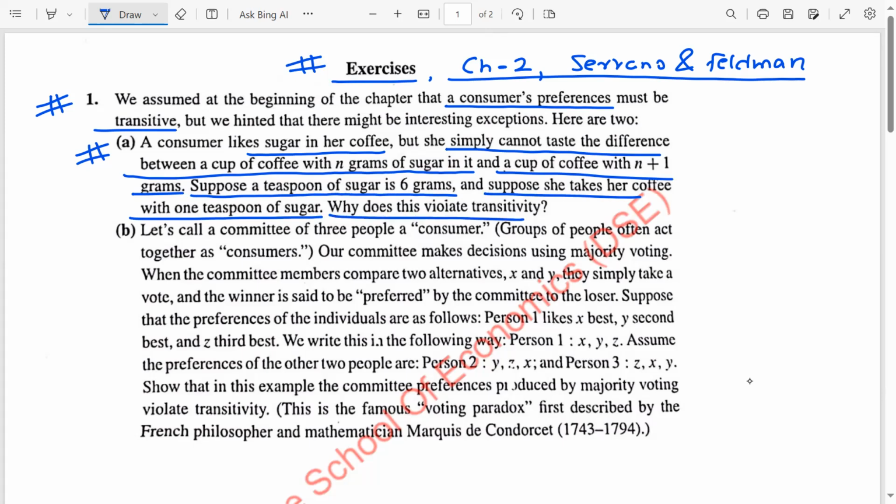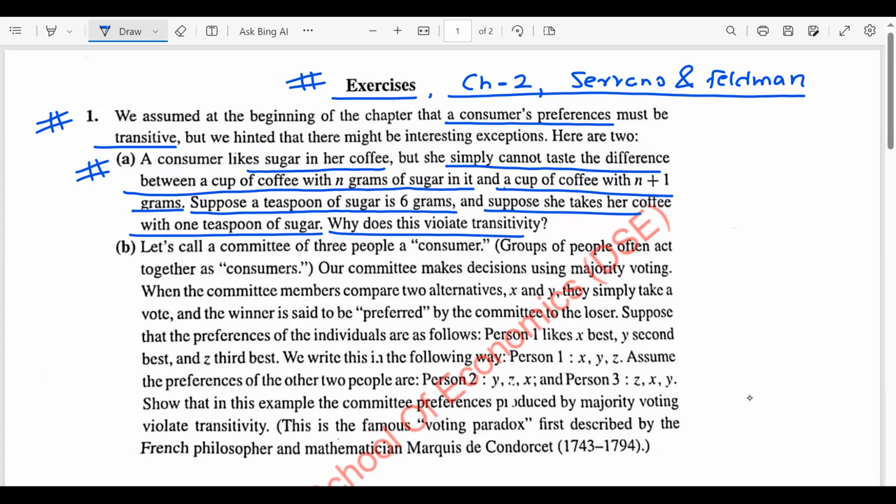Why does this violate transitivity? Okay, if I take 1 teaspoon of sugar, which contains 6 grams, why is it violating transitivity? Now, if I come to the whiteboard to explain, these are the back problems, I'm writing them for completeness. Back problems, chapter 2, Serrano and Feldman.